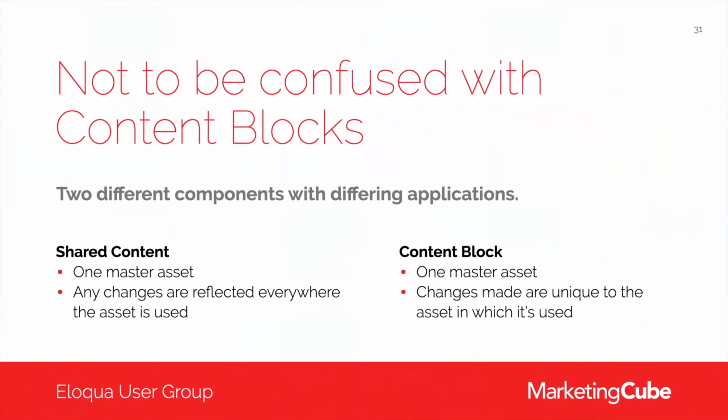Shared content is one master asset, and any changes are reflected everywhere that asset is used. Versus a content block, which does have a single master asset. However, when you access it and drag that content block onto your email or your landing pages, you can make changes and tailor it. But the changes that you make are now unique to the asset in which you're using it. Okay, so two slightly different applications.